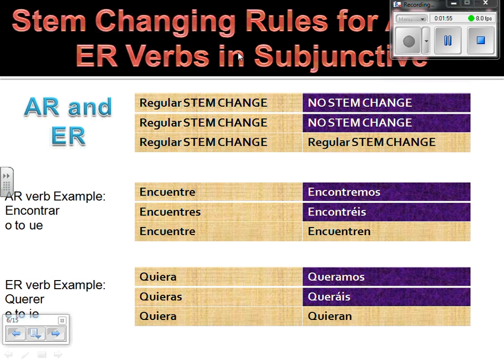when applied here. For ER verbs, they follow the same rules as the AR verbs. For example, querer has the stem change E to IE. Notice how queramos and queráis still contain an E and do not have an IE.